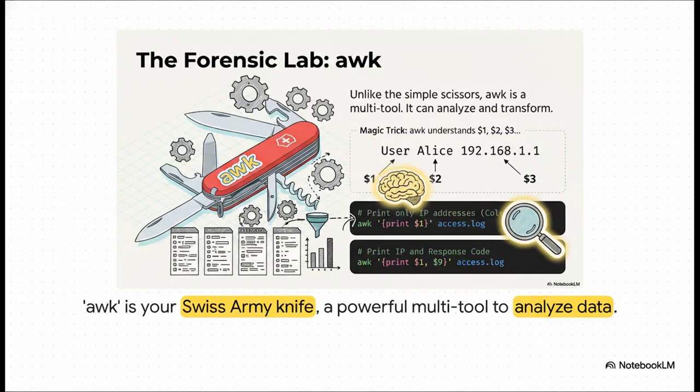But sometimes a magnifying glass and scissors aren't enough. For the really complex cases, you need to bring out the heavy artillery, and that is awk. Awk isn't just a tool, it's a Swiss Army knife. It's incredibly powerful because it doesn't just see lines of text, it understands the structure of your data. It lets you slice, dice, rearrange, and even do calculations on your log files. It's a real game changer.